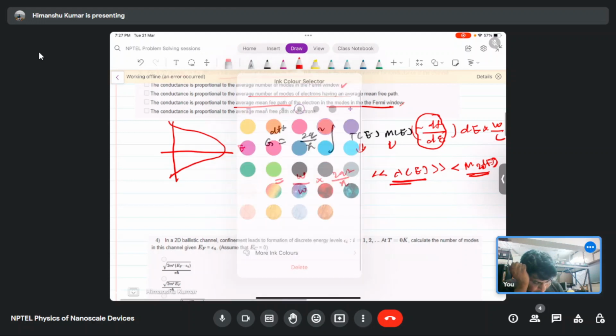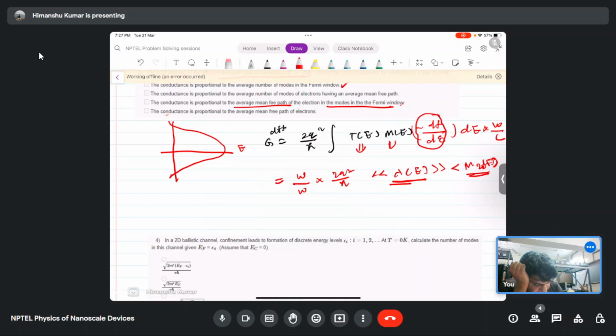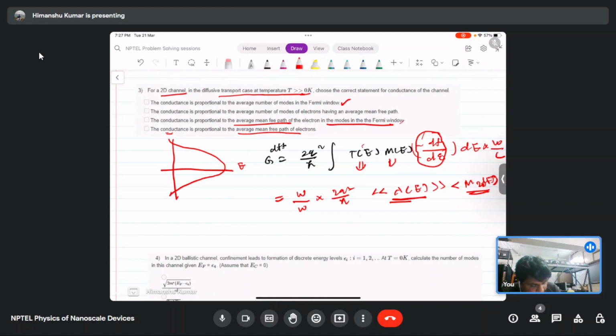And the third is that the conductance is proportional to the average mean free path of the electron, but not applicable everywhere, only within this window. There you need to take the mean free path and the number of modes. Okay, so is that clear? So the correct answer will be, I think, first, and the correct answer will be third. Yeah, so now I think first and third will be correct. Okay, is there any doubt in this?